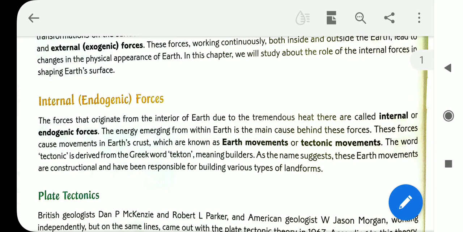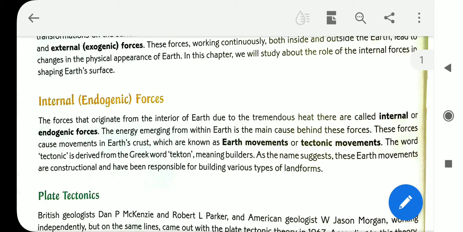The word tectonic is derived from the Greek word tecton, meaning builders. As the name suggests, these earth movements are constructional and have been responsible for building various types of landforms. Builders, because of the tectonic movements inside the Earth.